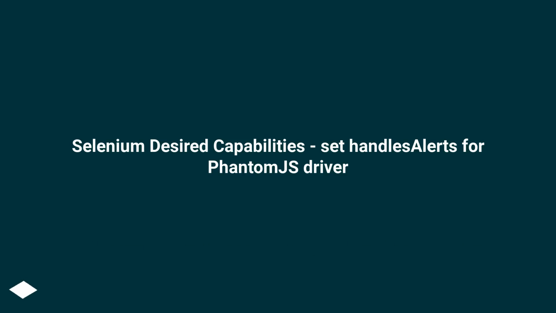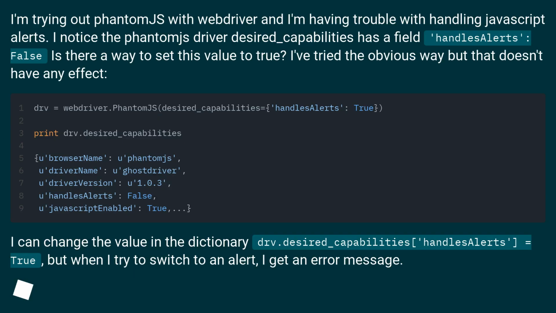Selenium Desired Capabilities, set handlesAlerts for PhantomJS driver. I'm trying out PhantomJS with WebDriver and I'm having trouble with handling JavaScript alerts. I notice the PhantomJS driver desired_capabilities has a field handlesAlerts: false. Is there a way to set this value to true? I've tried the obvious way, but that doesn't have any effect.